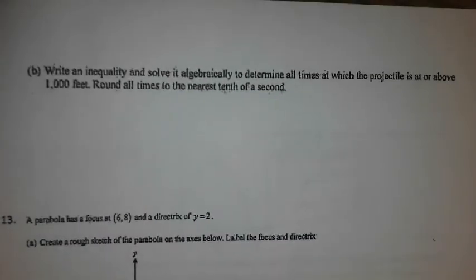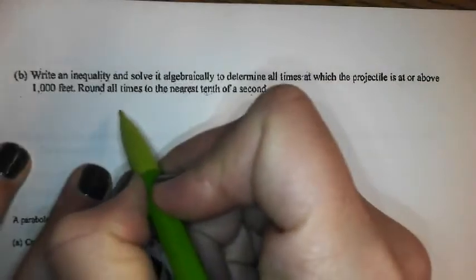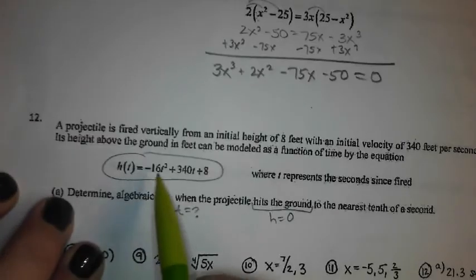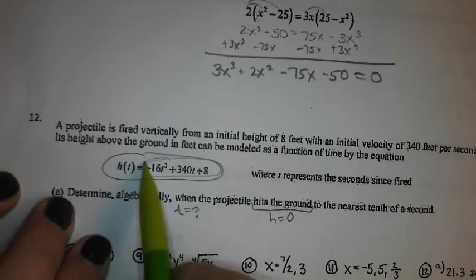Write an inequality and solve it algebraically to determine all the times at which that projectile is at or above 1,000. So here they are giving you an actual number straightforwardly. They're not saying hit the ground, so you have to assume it's 0. They're saying, when does it hit 1,000? So it says at or above. So when is this height expression going to be at or above 1,000?